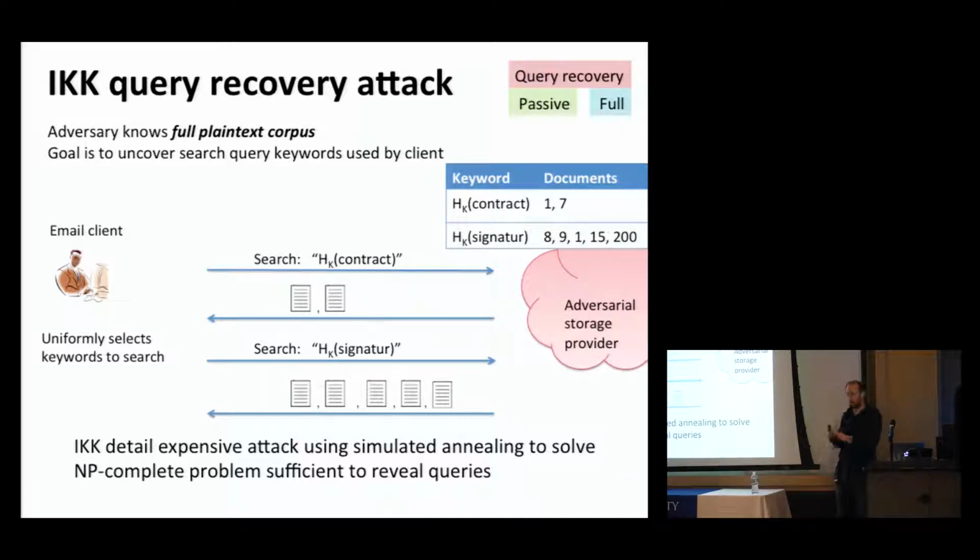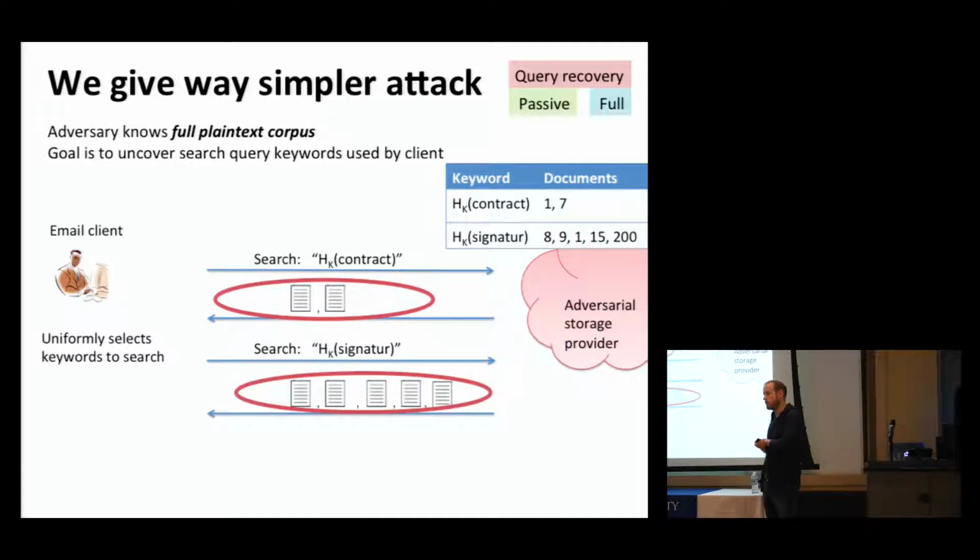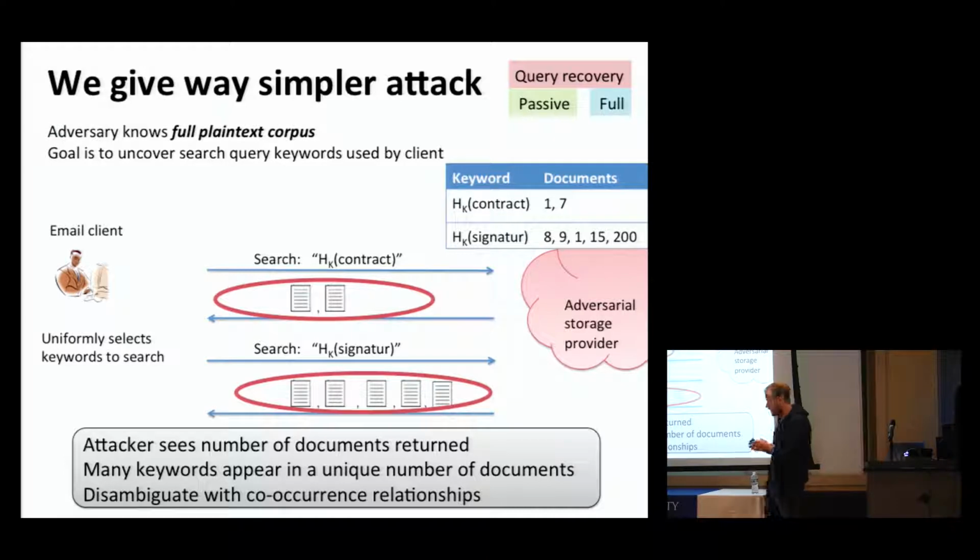Instead of going through that attack in detail, let me just point out that there's a much simpler attack that you can do in this context, which is to simply look at first the number of documents that are returned. And if you know all of the plaintext, then you can also figure out yourself how many documents are going to be returned by each individual keyword. Okay? And with that knowledge, you can simply say, if the number of documents returned is unique, like contract is the only keyword that returns 2 documents, then you're actually done. You already know what that keyword was.